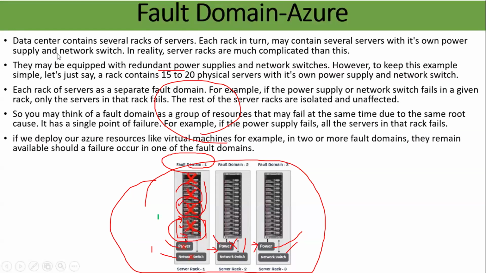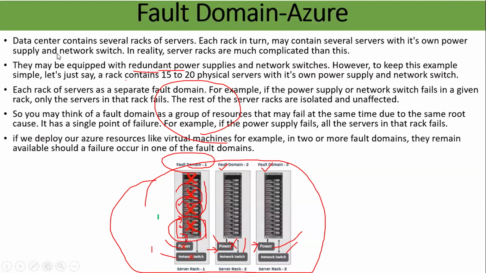Like each of these racks will be a different system. Why? Because if this gets completely crashed, they will take the backup from you, and the same in there, they will be taking the backup from this domain. Okay, this is how it is. The redundant power supplies and the network switches.